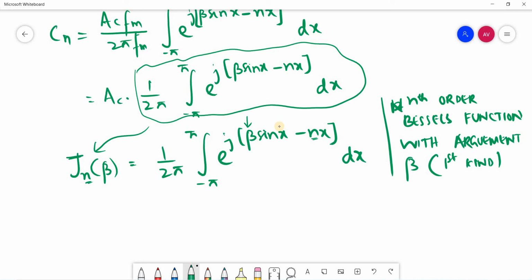This is actually a solution of a particular kind of second order differential equation, which is called Bessel's equation. You might have studied it in math, but we don't have to dig that much deeper.